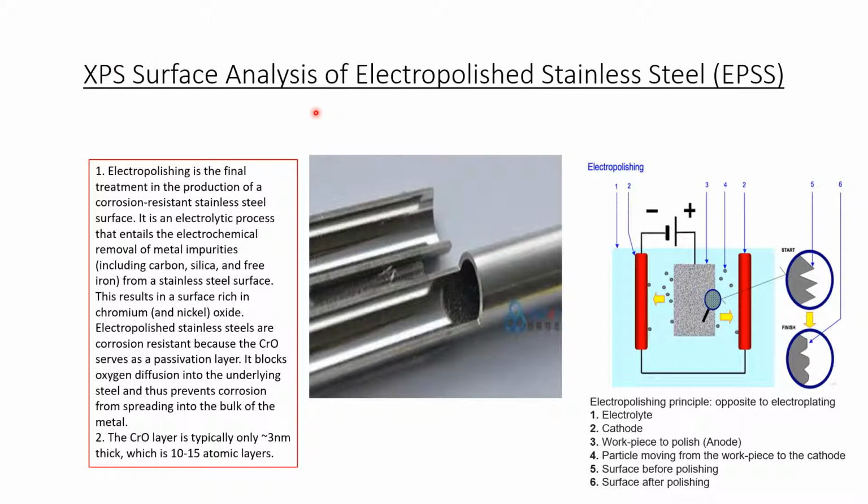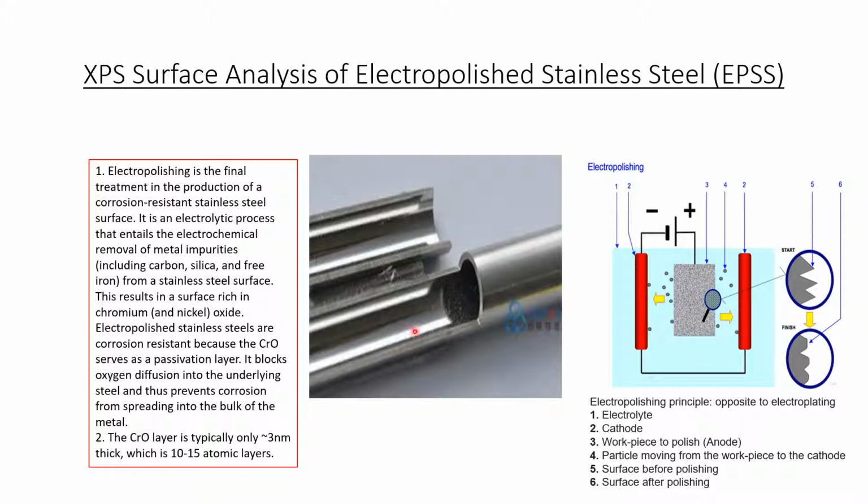The next example is XPS surface analysis of electropolished stainless steel. Electropolishing is the final treatment in the production of a corrosion-resistant stainless steel surface. It is an electrolytic process. It's the opposite of electroplating, and entails the electrochemical removal of metal impurities, including carbon, silica, and free iron, from a stainless steel surface. This results in a surface rich in chromium and nickel oxide. Electropolished stainless steels are corrosion resistant because the chromium oxide serves as a passivation layer. It blocks oxygen diffusion into the underlying steel and thus prevents corrosion from spreading into the bulk of the metal.